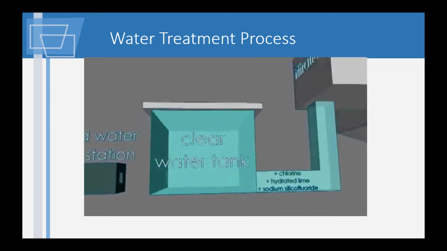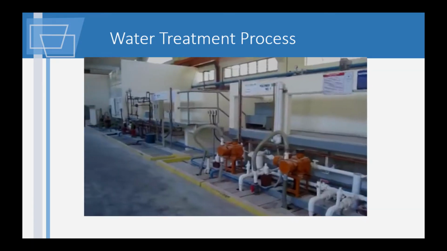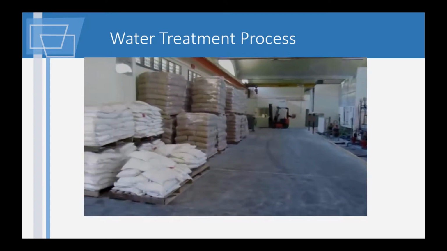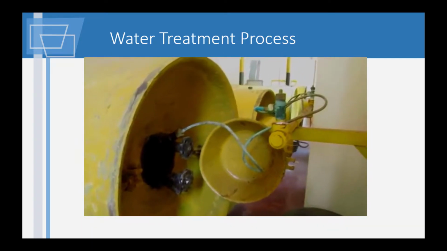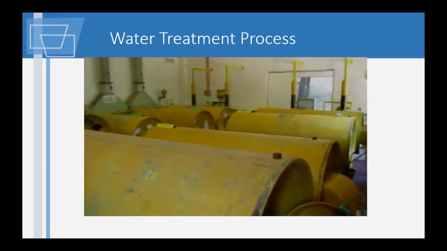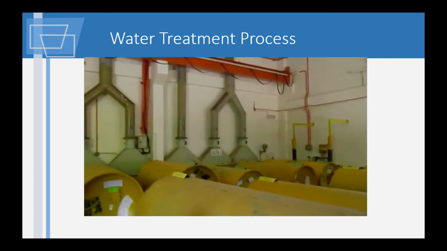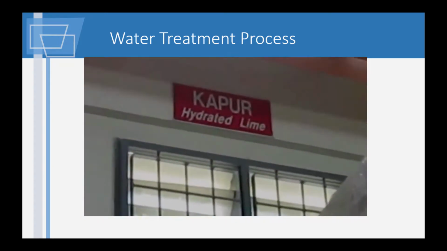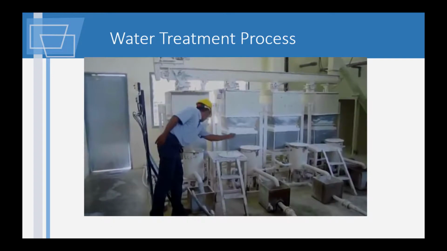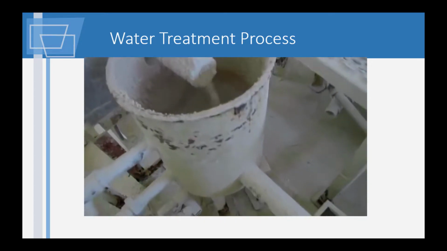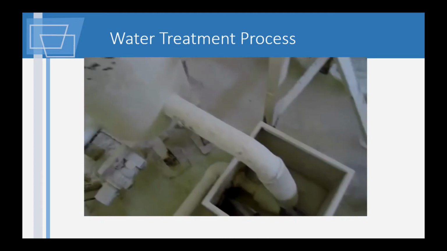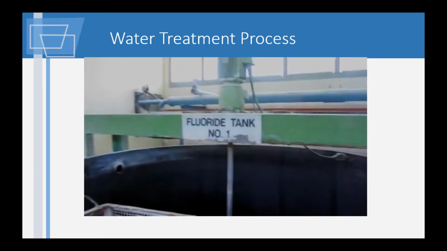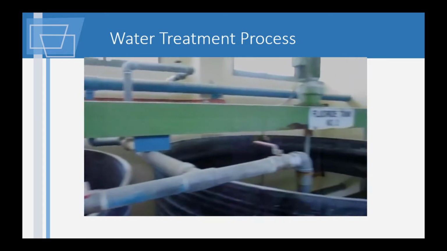In the clear water tank, the water is disinfected to destroy microorganisms which still remain in water after filtration. The chlorine compounds are normally used for disinfection. The pH is adjusted using hydrated lime. Fluoride is also dosed into the treated water to prevent tooth decay.